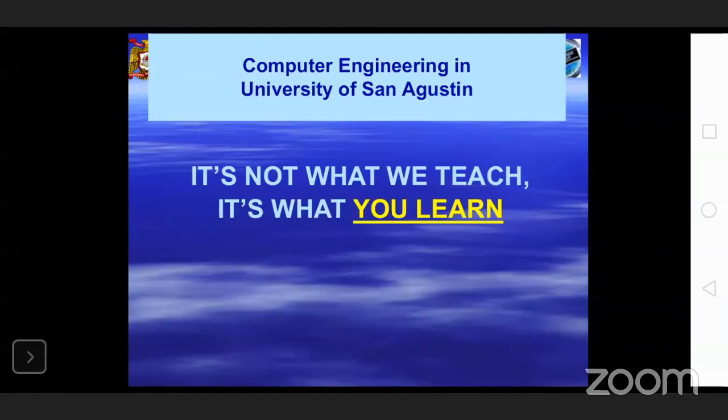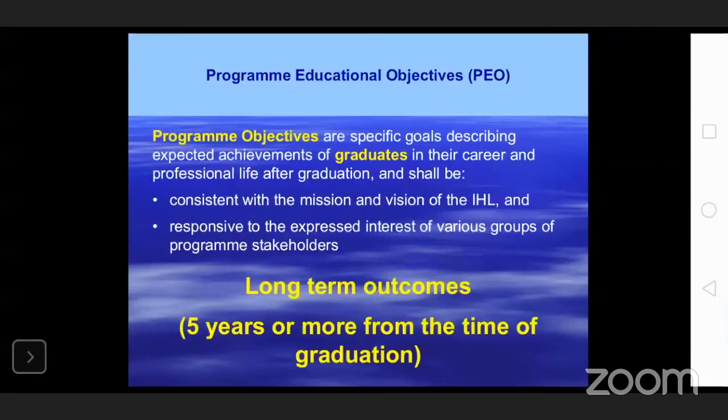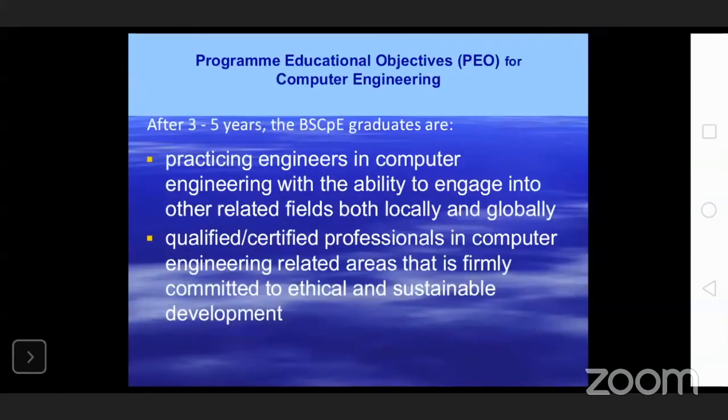That is why we have formulated program objectives for the department. We have identified these objectives. These are our objectives for the students to achieve five years or more from the time of graduation. We also have our program educational objectives for computer engineering. By the way, these are the program educational objectives, so I will not enumerate them one by one.